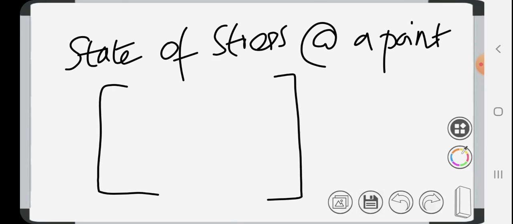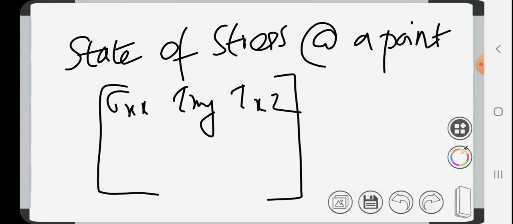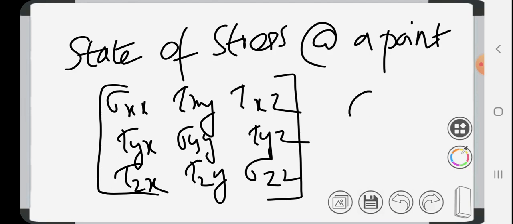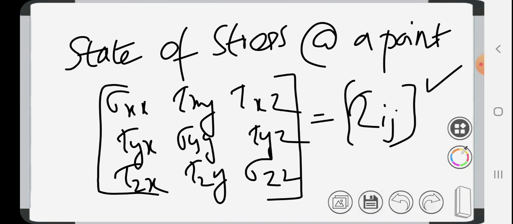It was in a matrix form: sigma xx, tau xy, tau xz, tau yx, sigma yy, tau yz, tau zx, tau zy, sigma zz. So this is how I write it. This is tau ij, the stress at a point in matrix form, where i and j vary over x, y and z.